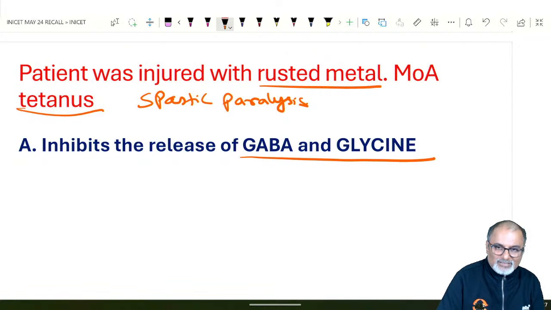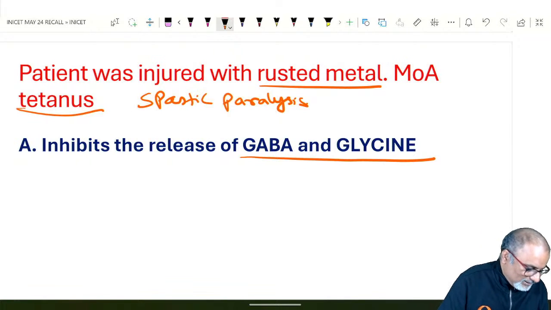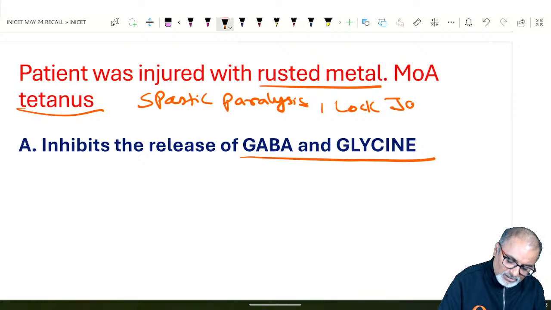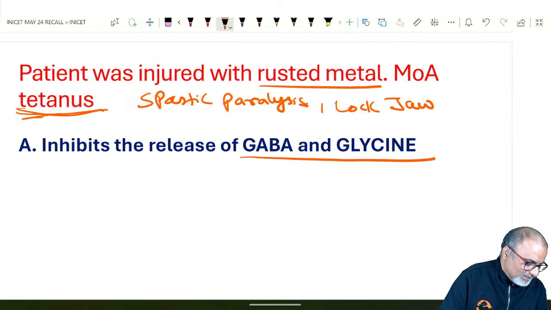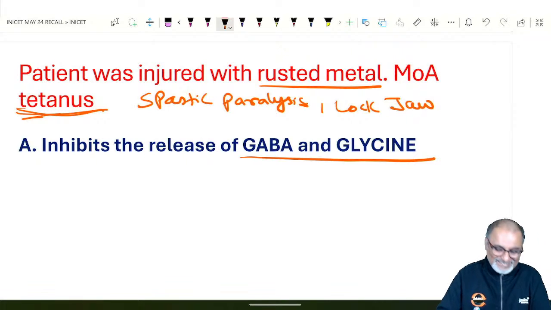Disposable pipette will come, don't worry. Okay, GABA and glycine. Right. Lockjaw, spastic paralysis, tetanus. Mechanism of action is this one. Okay, my dear. Okay, Avinash Mishra. Thank you. This is a pathology question. Don't worry. Okay, right.